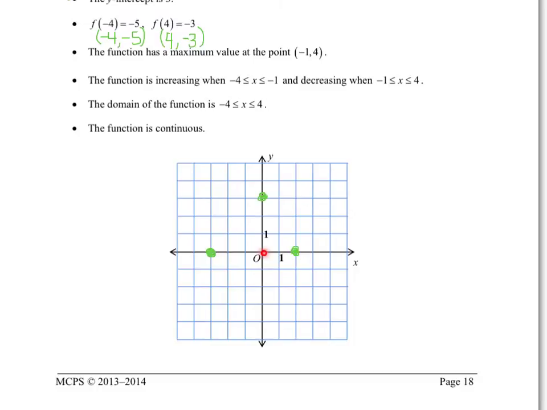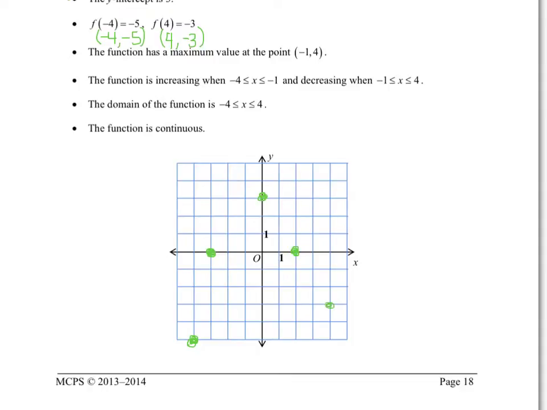So I'm going to go from the origin 1, 2, 3, 4 in the negative direction and down 1, 2, 3, 4, 5 so that we have a point right here. And then I'm going to go over 4 in the positive direction, 1, 2, 3, 4, and then down 1, 2, 3.